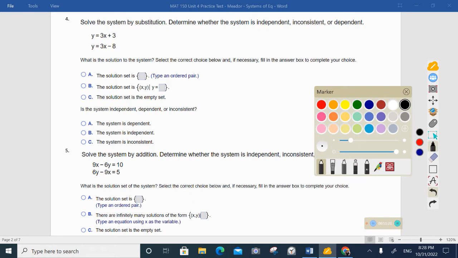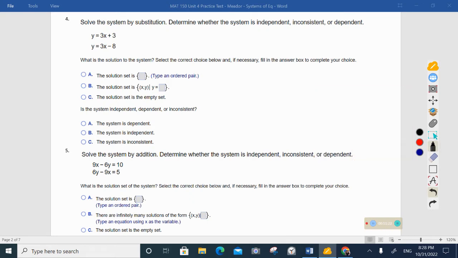So they have the same slope. And if two lines have the same slope and different y-intercepts, those two lines are parallel. Parallel lines never intersect. So empty set, and it's inconsistent.